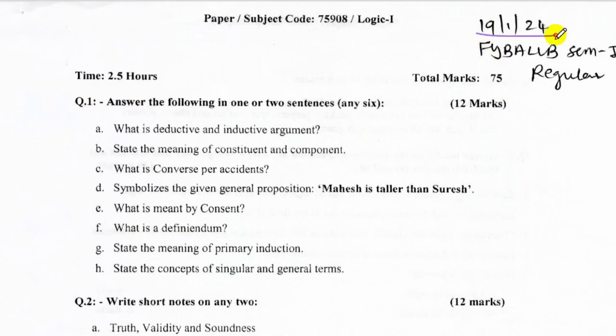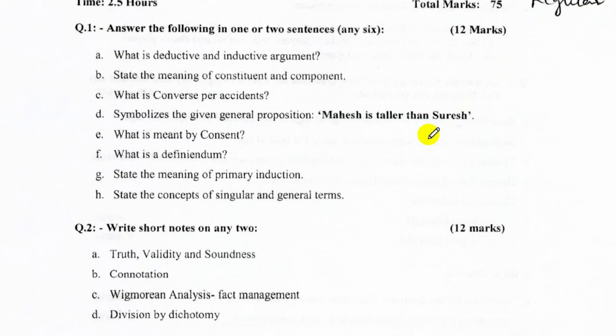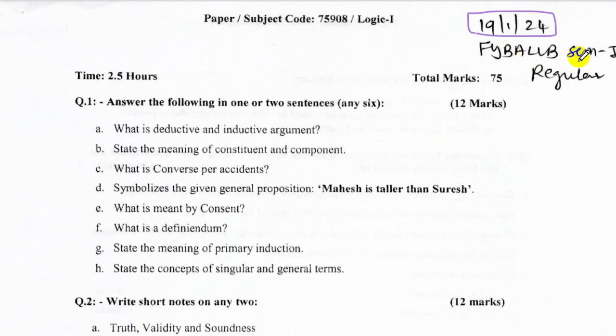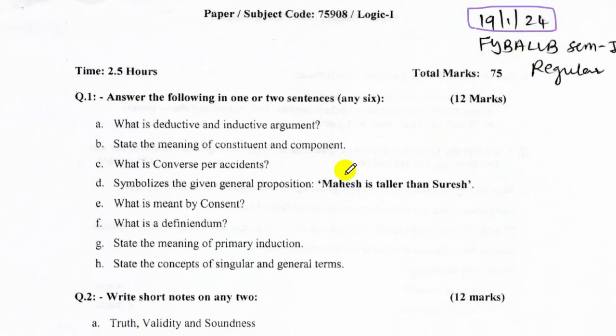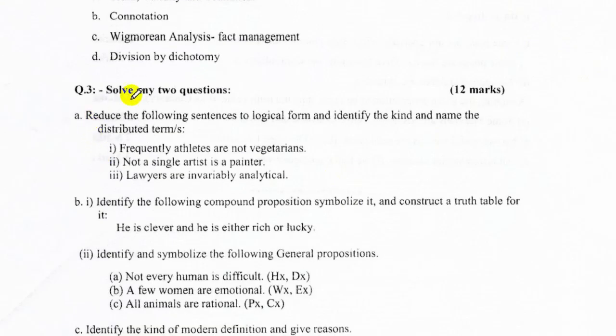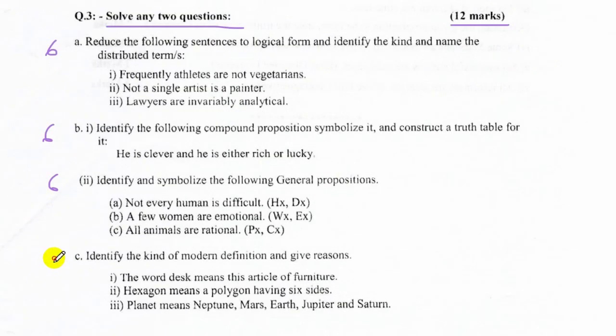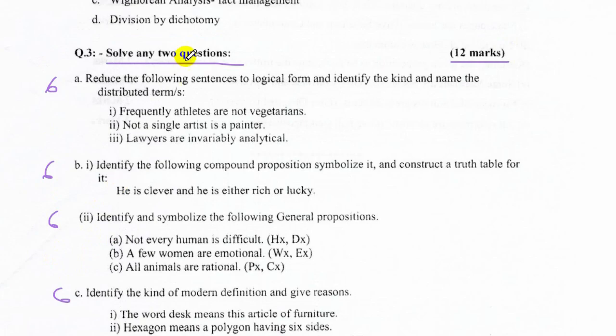Okay, so we can see here, this is the 2024 question paper, Jan 2024, for first year BA LLB semester 1 regular. And in that, it says solve any 2 questions for 12 marks, means each is for 6 marks. Okay, so they'll give us four options. Out of that, 2 have to be selected, and out of that A is for 6 marks, so each will be for 2 marks.